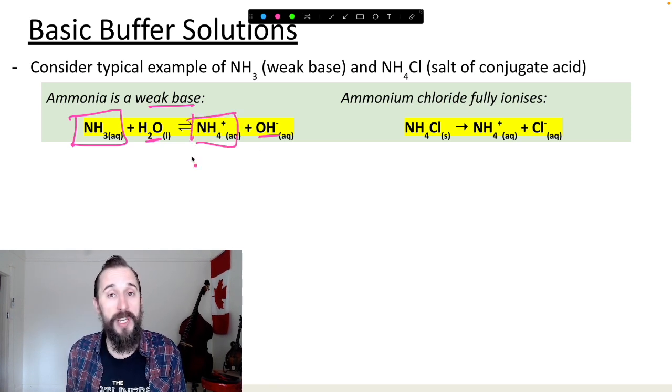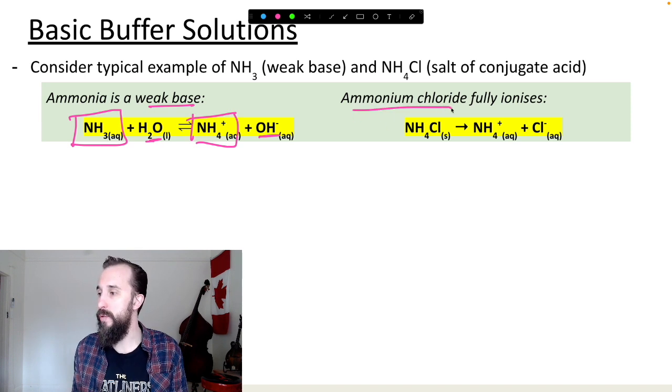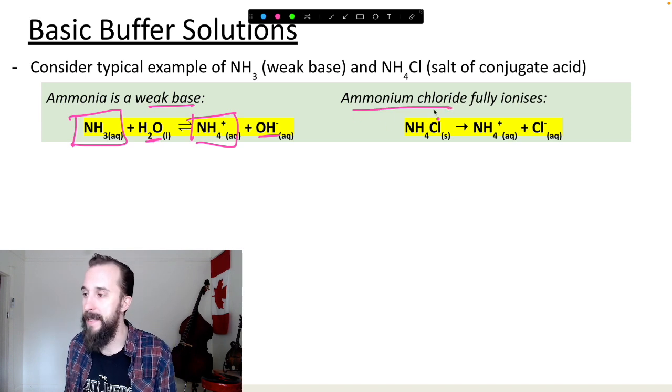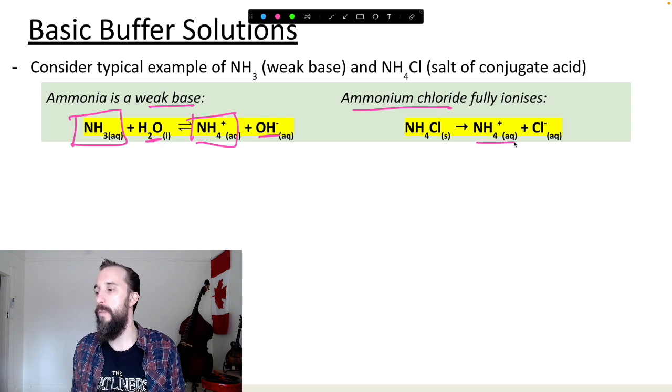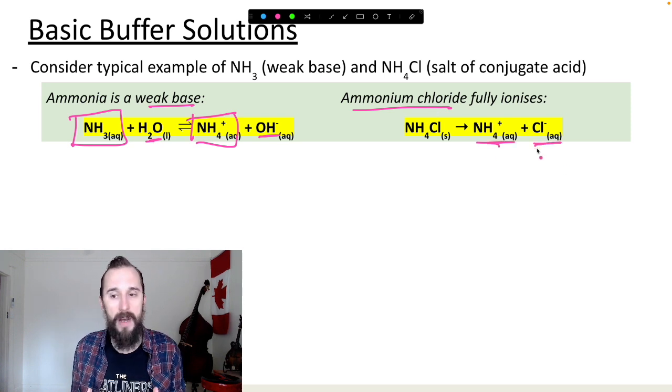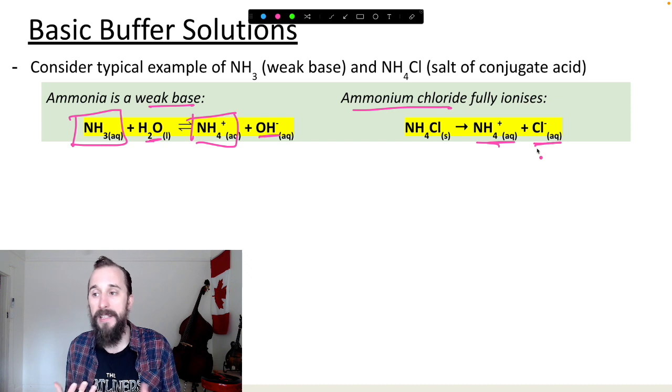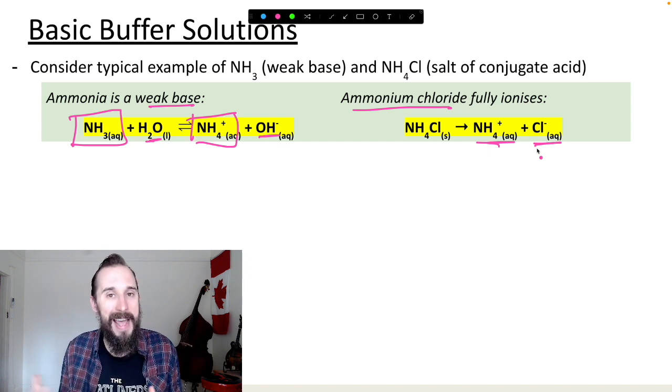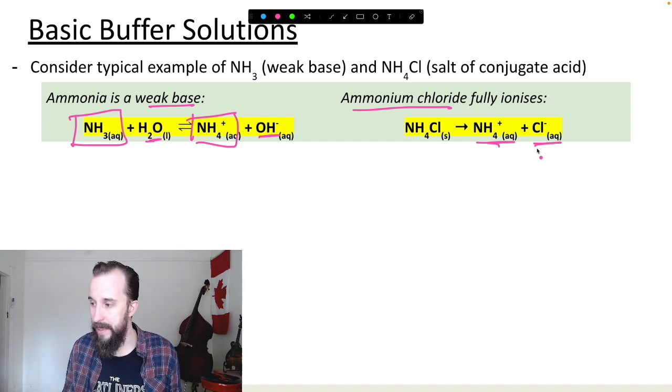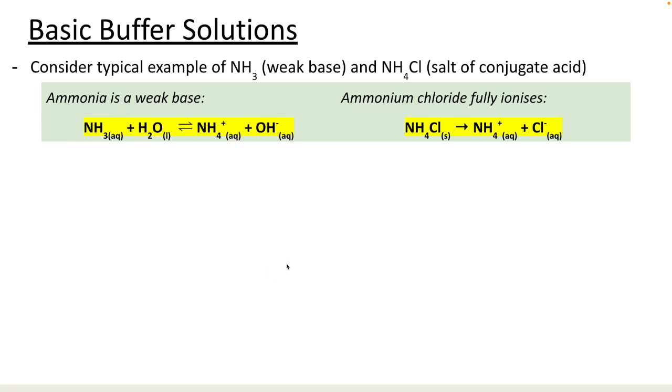And we have its conjugate acid there. So we can have a salt of its conjugate acid that's able to fully ionize. And we're doing a very similar thing to last time. We're having all these reserve supplies of both the weak base and its conjugate acid in the solution, which is going to be integral for buffering it.